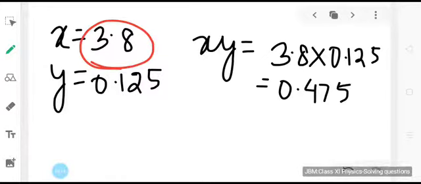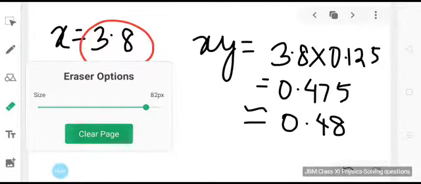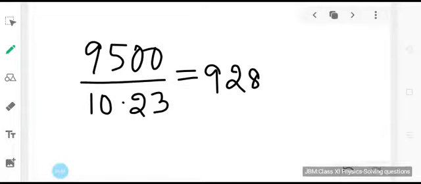Again, suppose we have to write the quotient to the correct number of significant figures. Let us take one more example. Suppose we have to find out the quotient 9500 divided by 10.23. So that will give us 928.64125. This will be the result.